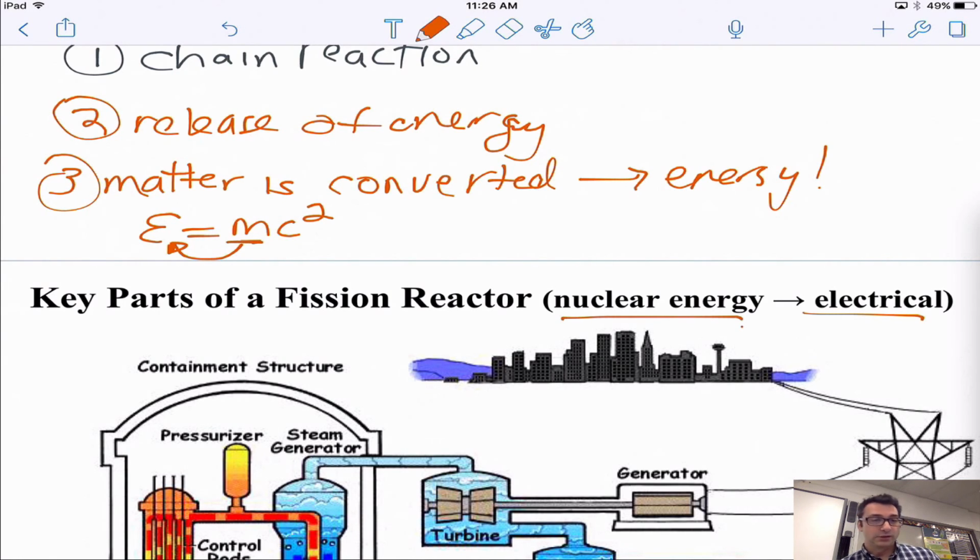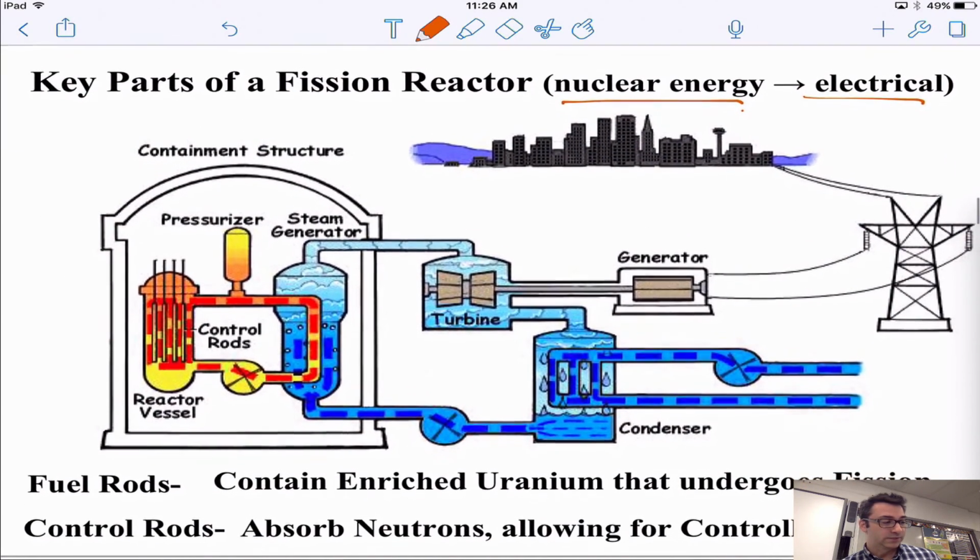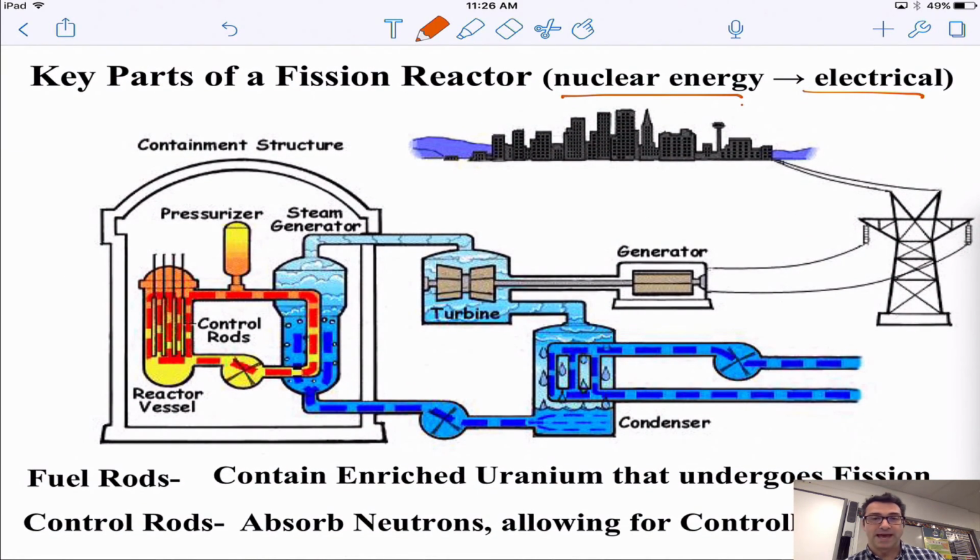And so, how does this work? Well, here's a schematic of a nuclear reactor, and it shows you the main parts. Inside the reactor vessel here is what is called the core. The core of the reactor contains fuel rods. Now, the fuel rods contain enriched uranium.